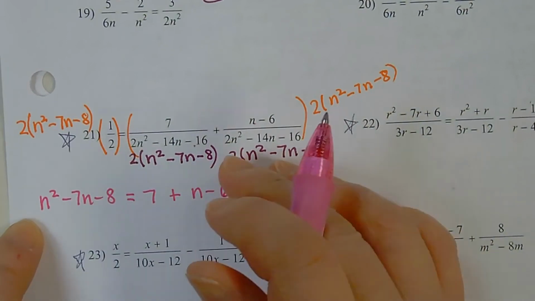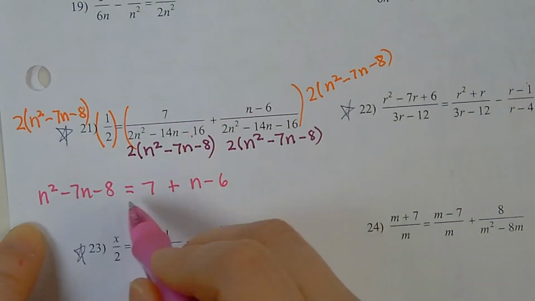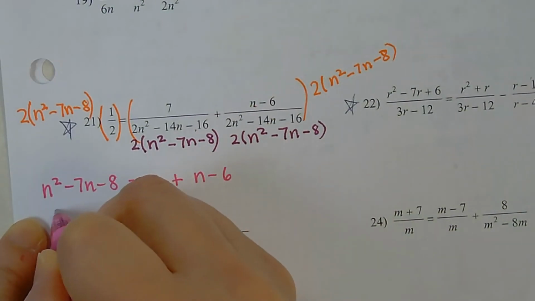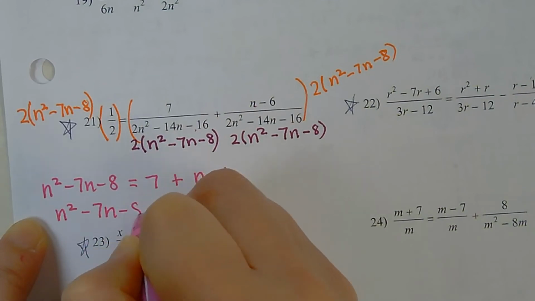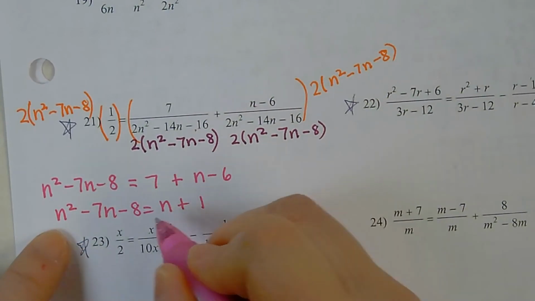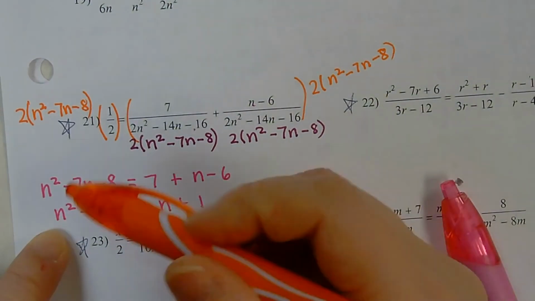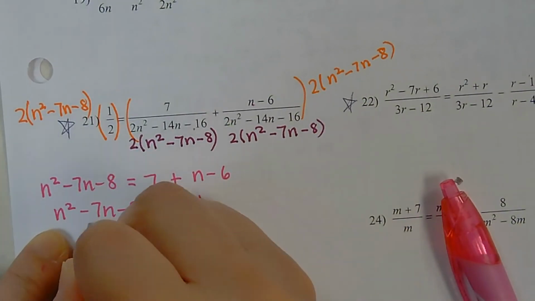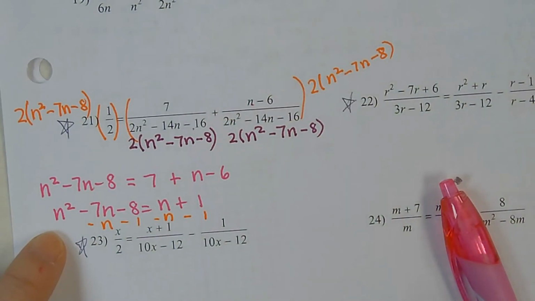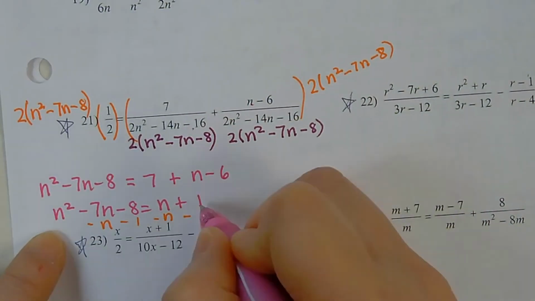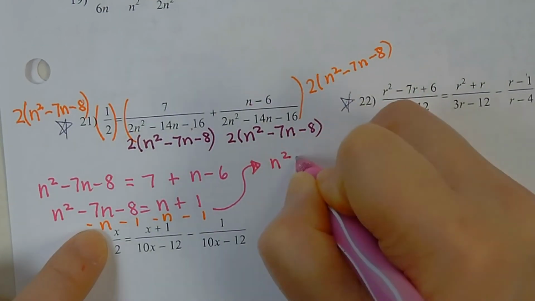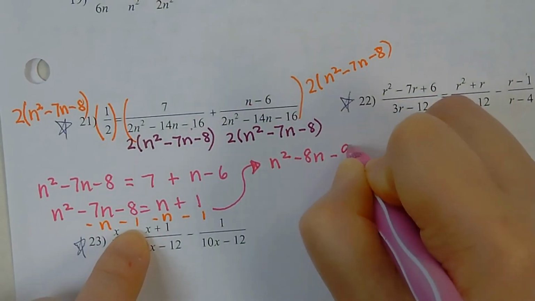So now I'm going to get one side equal to 0 because I have a quadratic here. n squared minus 7n minus 8 is equal to n plus 1. I'm just combining like terms on the right. I'm going to do two things at the same time: subtract n, and then subtract 1, so I can get the right-hand side equal to 0. So I have left n squared minus 8n minus 9 is equal to 0.